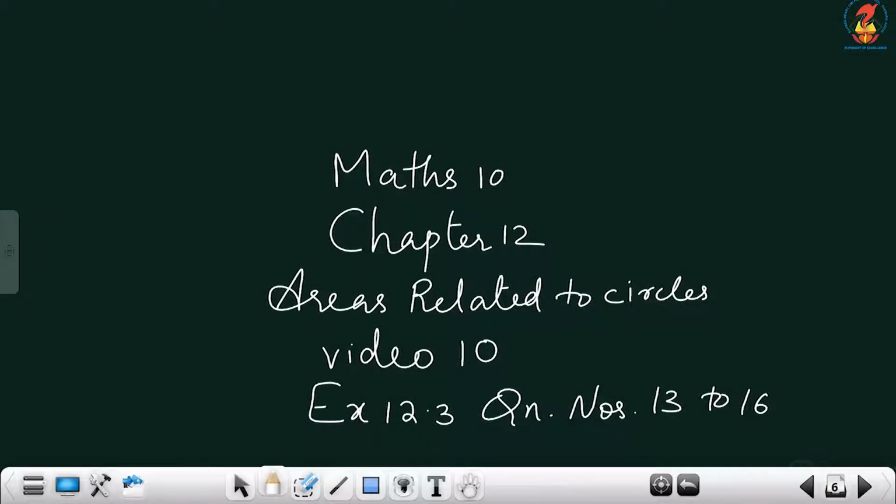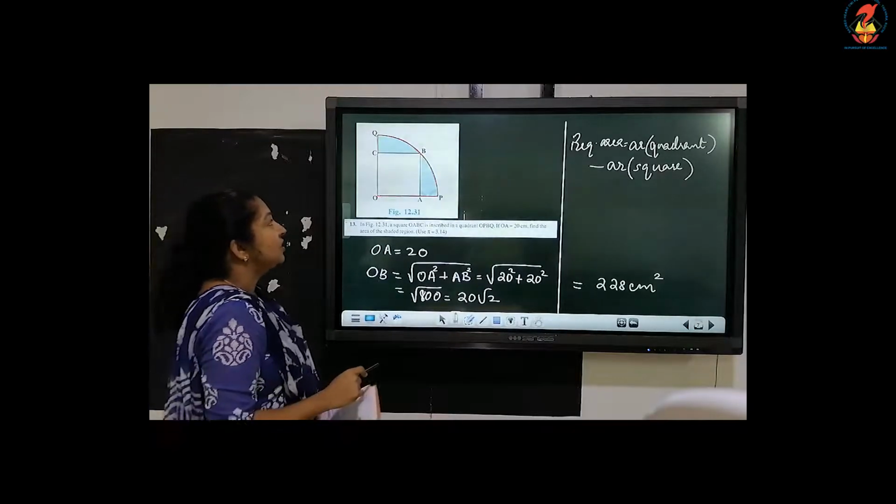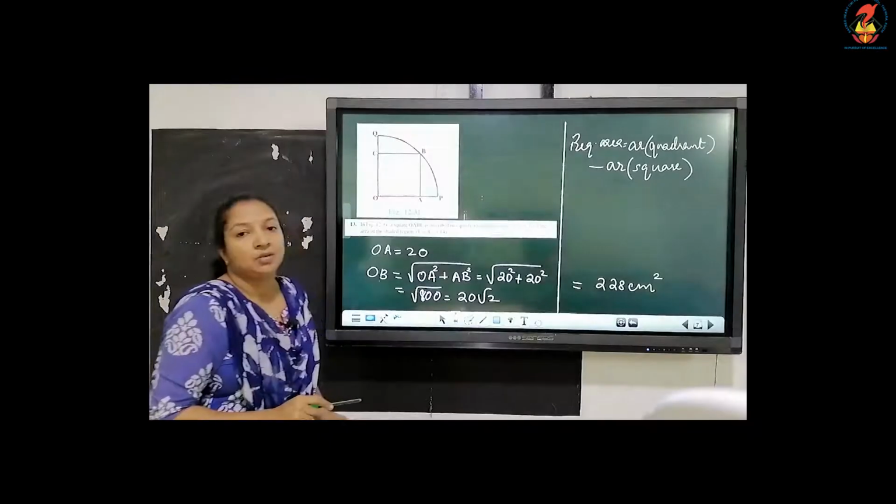Exercise 12.3, question numbers 13 to 16. 13th question. In the figure, a square OABC is given, inscribed in a quadrant OPBQ, which is inscribed in this quadrant. What you have to find is the area of the shaded region.